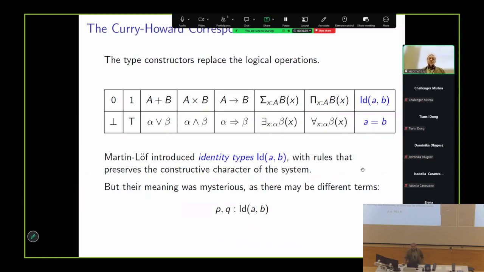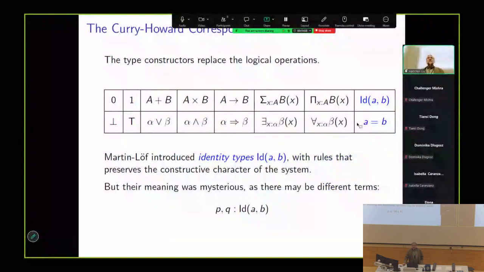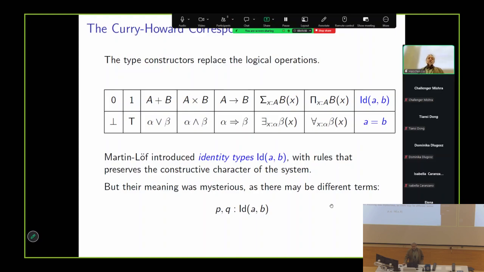And that was a contribution of Martin-Löf, was to introduce a new type which represents the identity relation. But of course, in type theory, the types are more than just simple propositions, yes or no. They have structure. They can have many different terms. They can give rise to further operations. And once you introduce this identity type, you get the possibility of lots of different terms of identity type which correspond to different proofs of equalities. And that made a kind of mysterious character in the system.